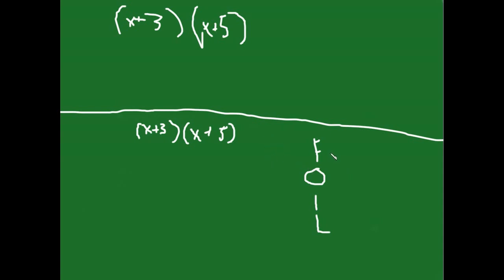With FOIL, what it stands for is first, or maybe front if I'm forgetting, and then outer, then inner, and then last. And so what exactly does this mean? Well, this means we're gonna distribute these terms separately.